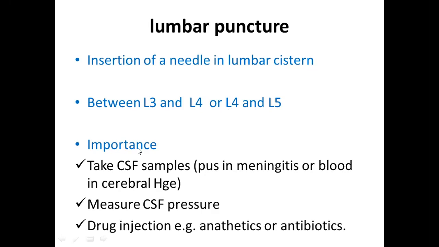What is the importance of lumbar puncture? Taking the CSF sample, as we said, the sample may contain pus in case of meningitis or contain blood in case of cerebral hemorrhage. Second, to measure the CSF pressure, and as we said, if there is increased intracranial tension, we can drop a few drops of the CSF to the outside. And lastly, for drug injection, these drugs may be anesthetics or antibiotics.